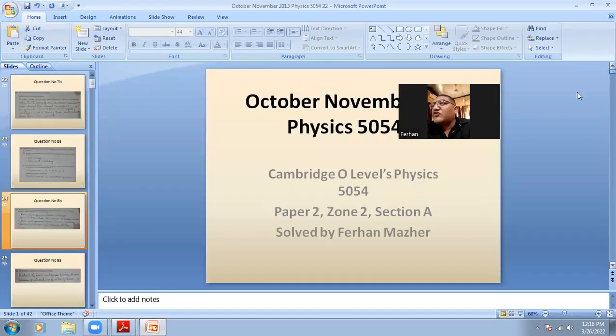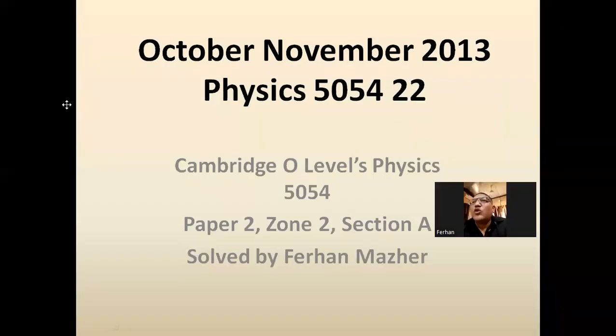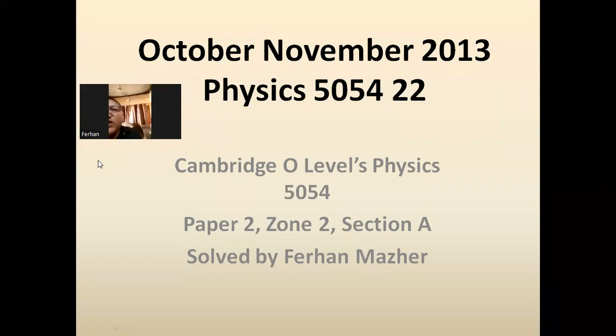So my dear students, we are done with section A of this paper. Today, we have done the October and November 2013 Physics 5054/22 paper. We have done section A of this paper in this video. Section B of this paper I will do in another video, and soon I will upload that on my YouTube channel. So this paper is a theory paper. It was paper 2, and that paper also belongs to zone 2. I hope that this video will help you. It will help you to improve your answering skills.